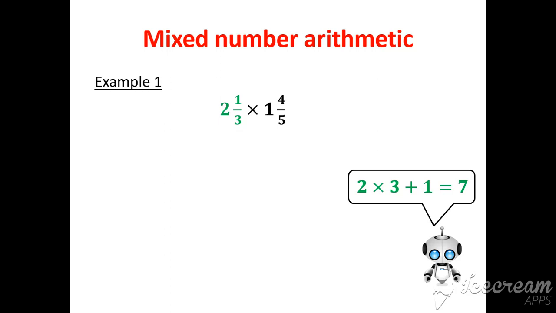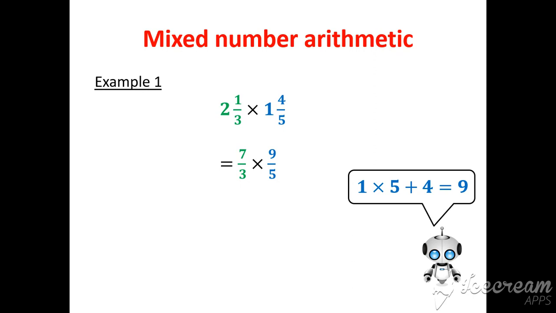So here we go. 2 times 3 is 6, plus 1 more makes 7. So 2 whole times thirds. 2 times 3 is 6, plus 1 whole makes 7. So we're going to write it down as 7 thirds. Now we'll move on to the second one. So 1 whole times the fifth, 1 times 5 is 5, plus that 4 remainder makes 9. So we're going to write it down as 9 fifths, and we're going to put our times in the middle. So I've turned 2 1/3 into 7 thirds, and I've turned 1 4/5 into 9 fifths.